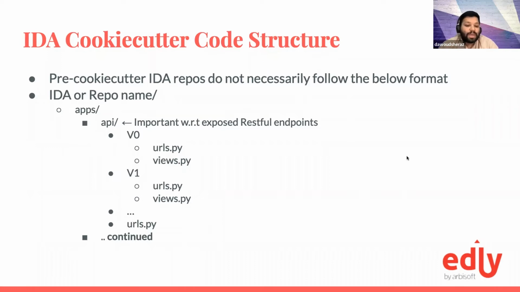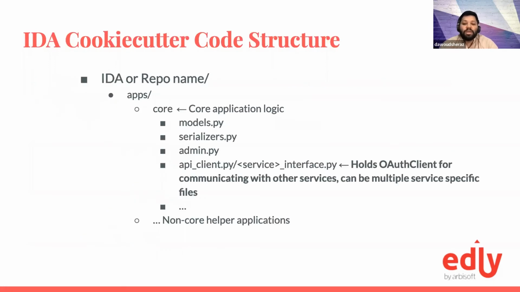Now, in the API directory, there will be a base urls.py, which will expose all the version urls.py. So it will be importing the v0, v1, v2 URLs and exposing them in the API's base urls.py. Other than the API application, there will be an application named core, which will contain the core application logic, and it will contain models, serializers, admin, handlers, following the best Django coding practices.